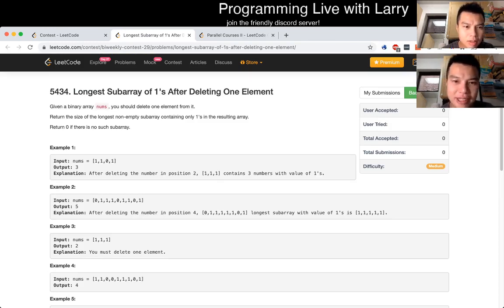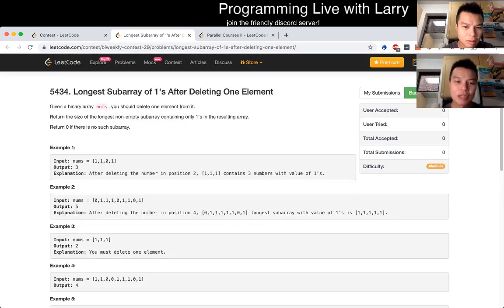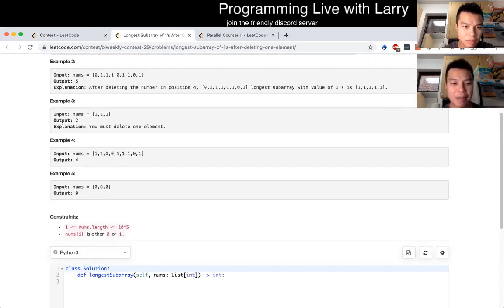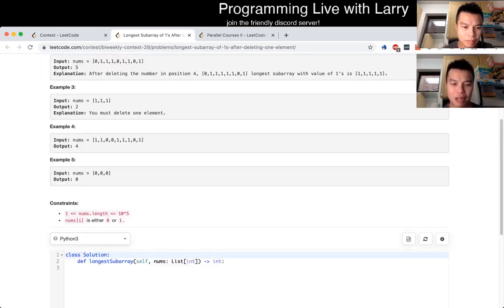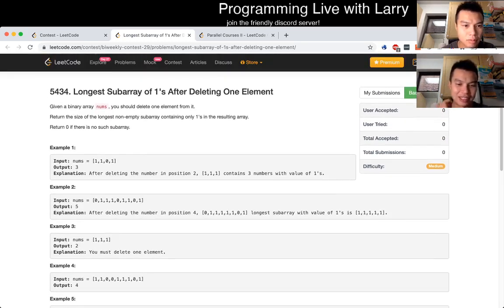Longest subarray of ones after deleting one element. For this problem, as soon as I saw it, I knew it was sliding window. You have a left pointer and a right pointer, and you're just moving them. The invariant is that you have to keep the number of zeros to at most one, either 1 zero or 0 zeros.